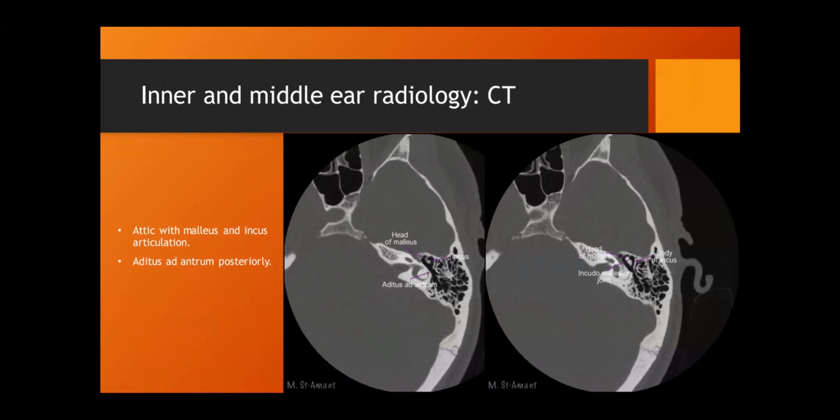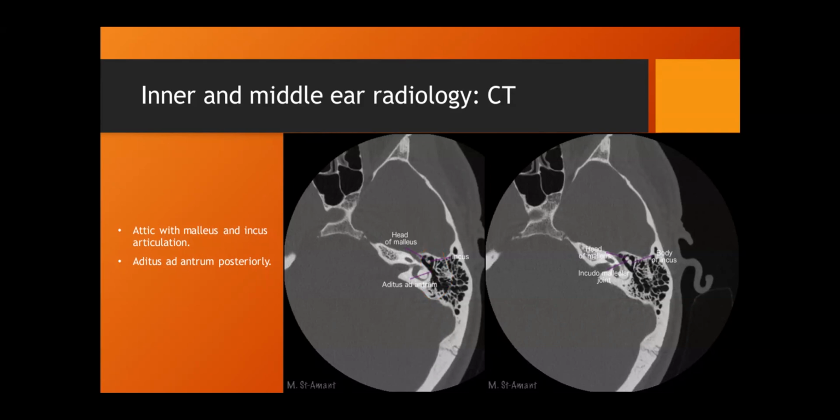Now we will talk about the radiology of the CT scan of the middle ear. This is the upper part of the middle ear, what we named the attic or epitympanic recess. It is important, as we said, and this part is the aditus and antrum, which connects the middle ear cavity with the mastoid air cells.